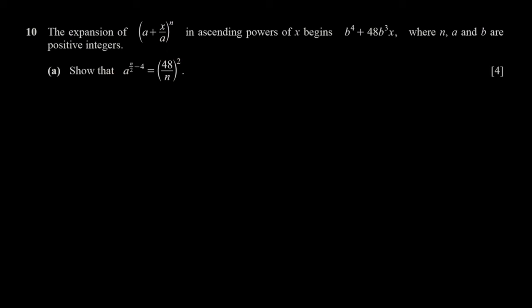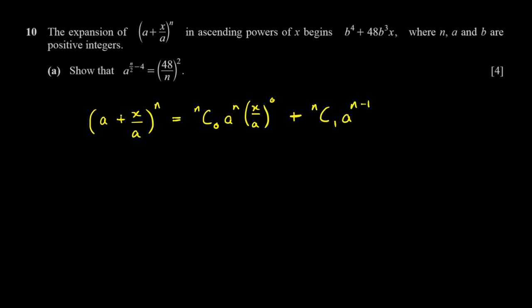All right, well, the first thing we've got to do is expand, haven't we? So we've got a plus x upon a to the power of n, and we want to expand to get the first two terms. Well, the way we expand this is going to be nc0 a to the power of n, x upon a to the power of 0, right? Because we're starting with the smallest powers of x. Then we've got nc1 a to the power of n minus 1 times by x upon a to the power of 1. And of course, we've got other terms, but at the moment, we don't care about those.